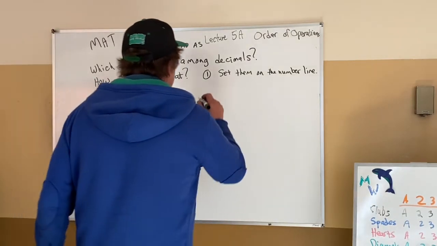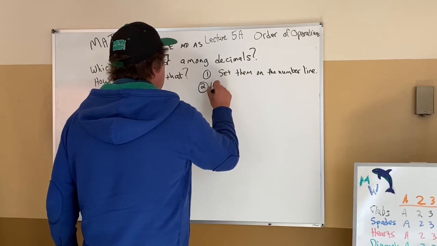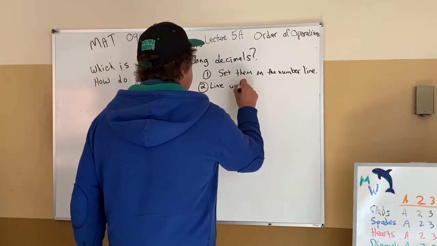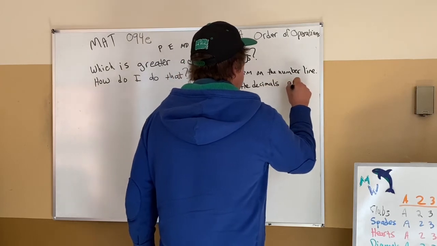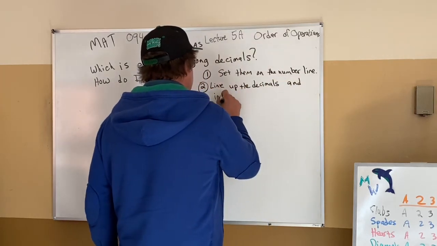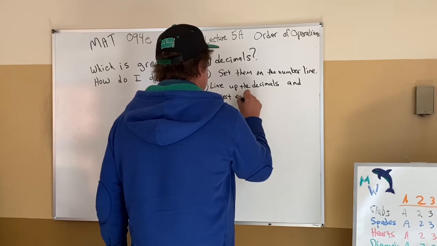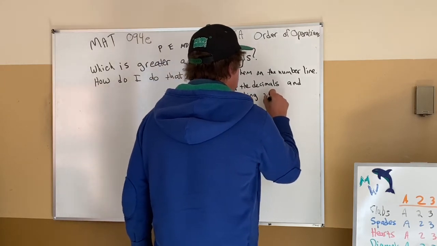If they're close, line up the decimals and insert ending zeros as needed.